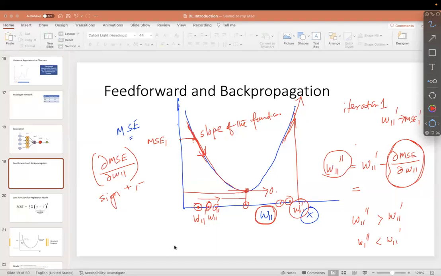So the delta value that we calculate to adjust these weights is not randomly taken, but actually estimated through this technique called gradient descent. Does that answer your question?